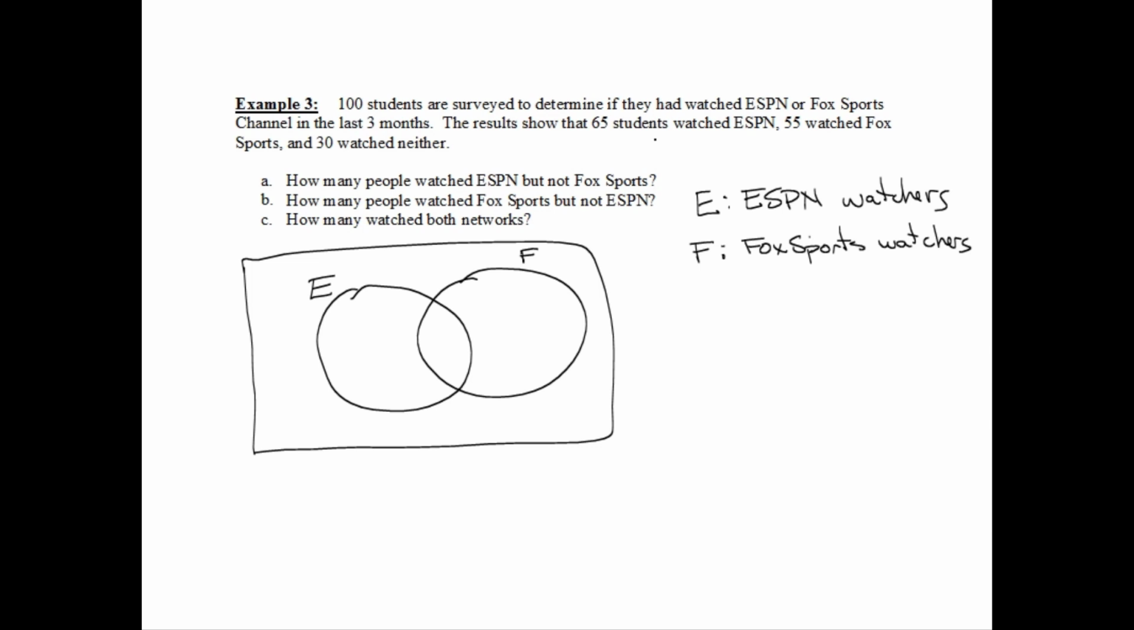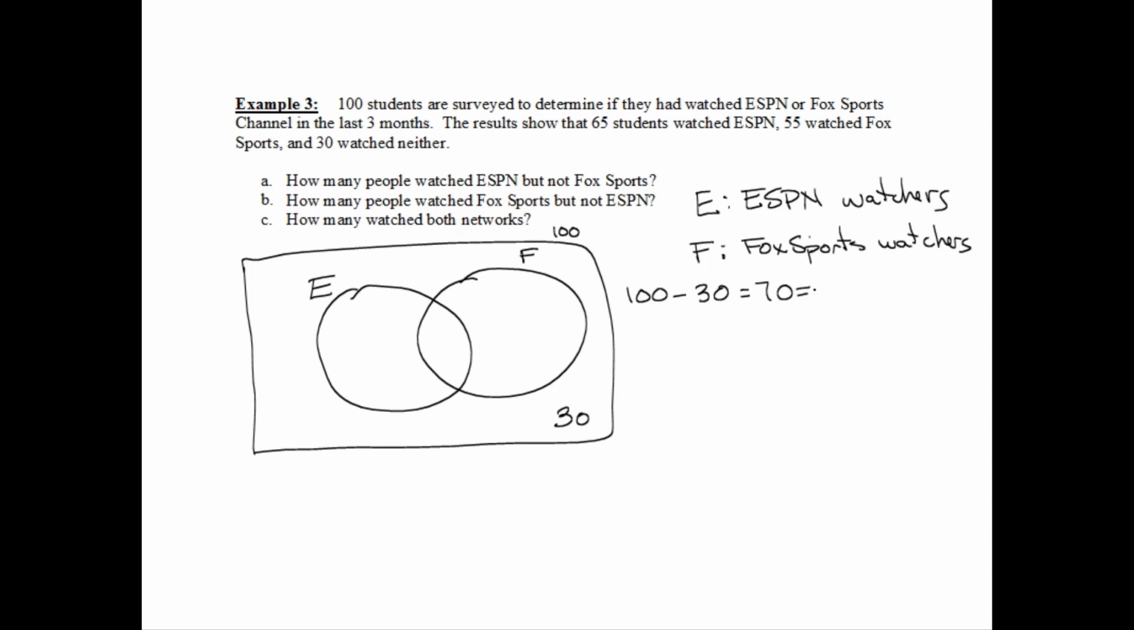If I look at this, we know that 30 people watch neither. So we've got 30 here on the outside. We know that we have 100 total. Sometimes you'll see that written on the outside of the Venn diagram like this. Okay. If I take that 100 and subtract the 30, that gives me 70.